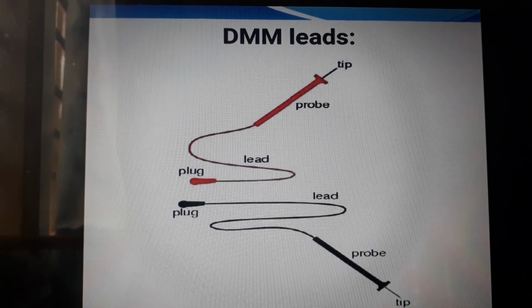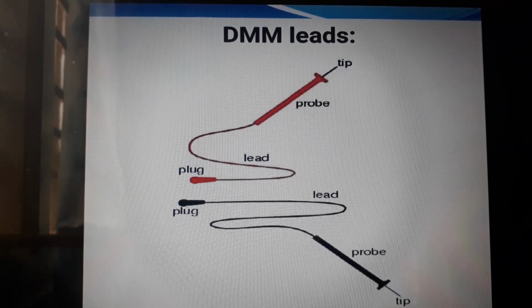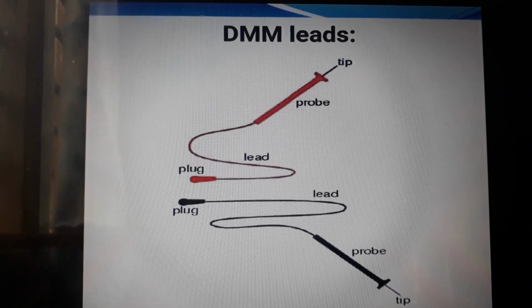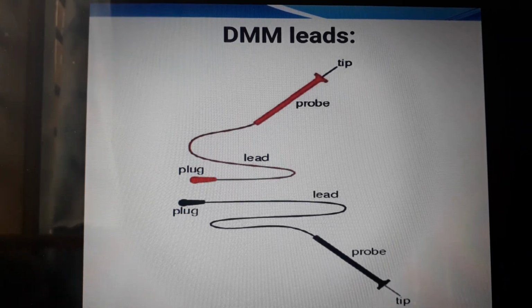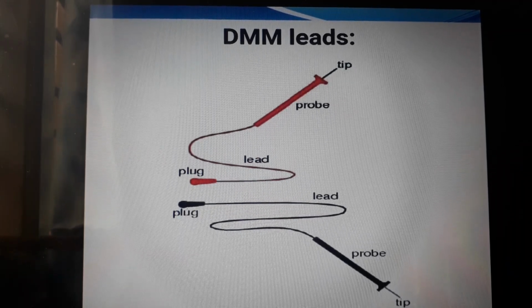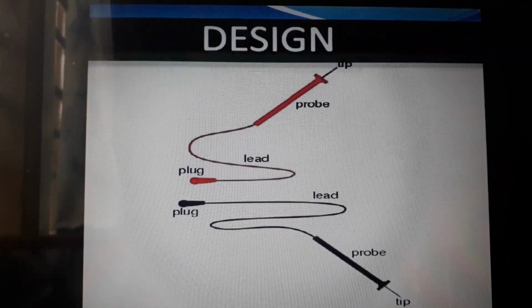Then it goes to the wire, which is called the lead, then connected to the probe, and that probe is connected to the tip of the probes, which are used for measuring the different units.